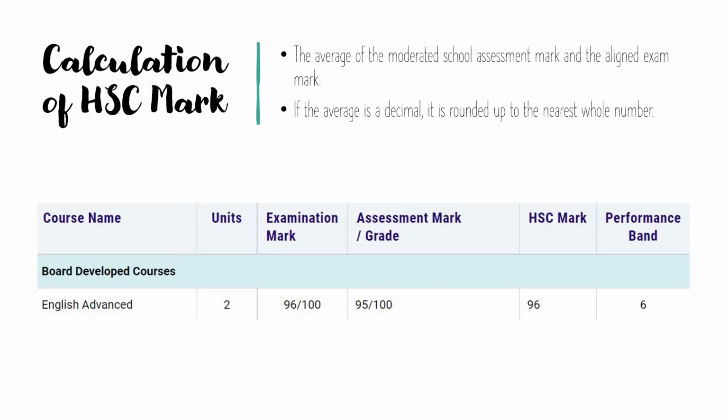Now I want to talk about the calculation of the HSC mark. The HSC mark is calculated by taking the average of the moderated school assessment mark and the aligned exam mark. If the average is a decimal, it is rounded up to the nearest whole number.